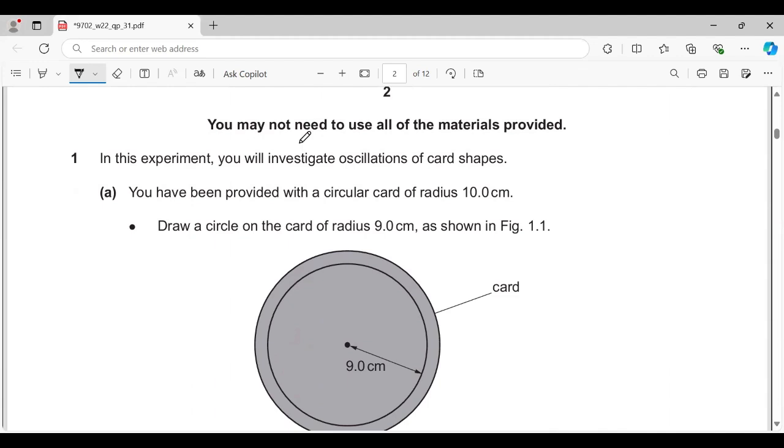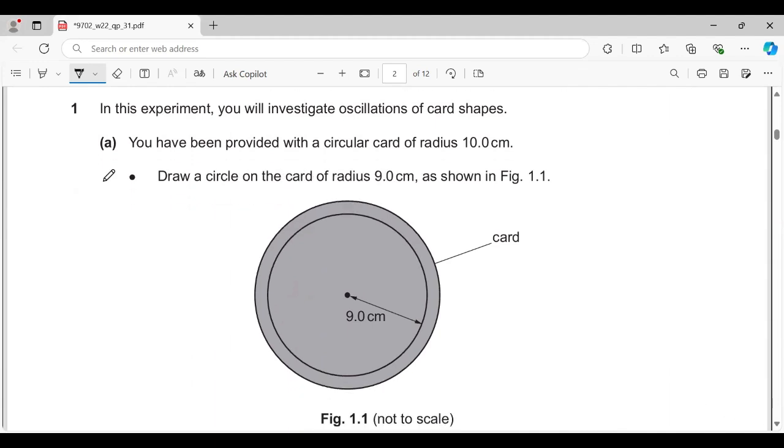So we may not need to use all the materials provided. But for the first experiment, we need paper. In this experiment, you will investigate oscillations of card shapes. So we need card paper. We have been provided with a circular card of radius 10 centimeters.